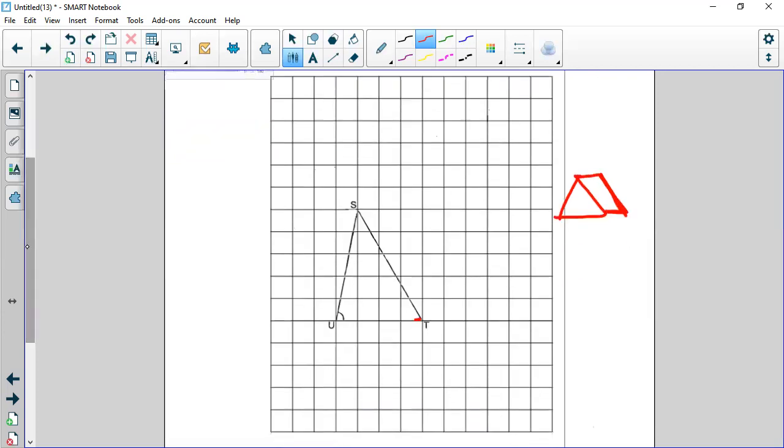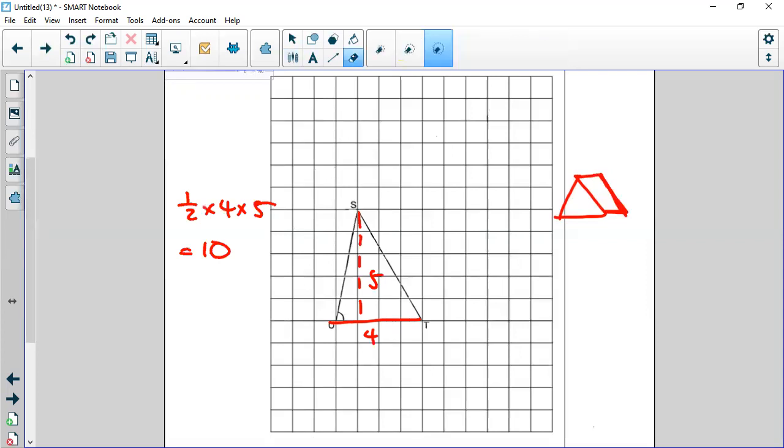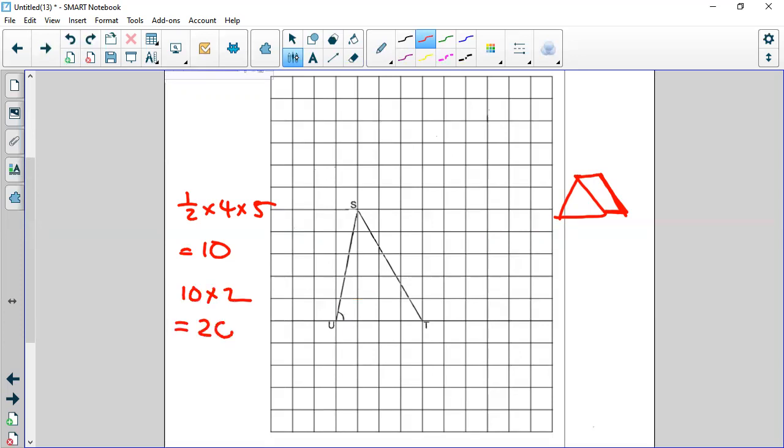But you will need to find the area of the triangle. Use the squares to find the area of the triangle. The triangle is made of how many squares? 1, 2, 3, 4, 5. So half times 4 times 5, that's 10 squares. So you need to draw a parallelogram that is twice, which is 10 times 2, 20. Your parallelogram must have 20 squares.